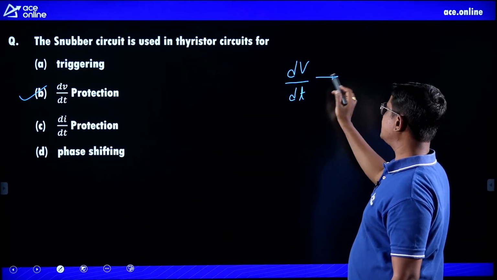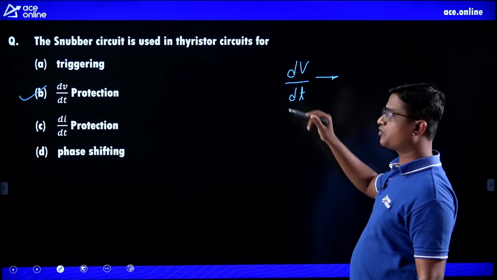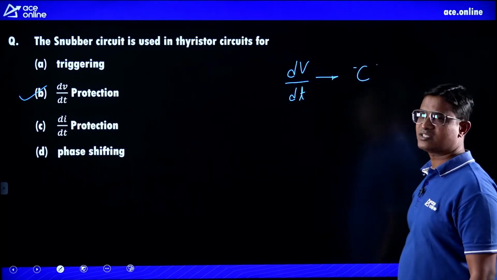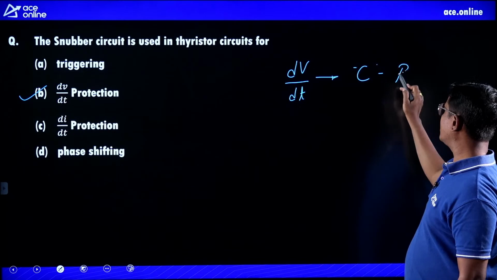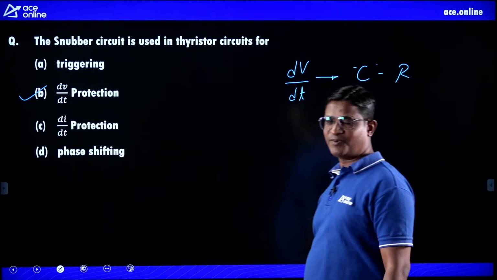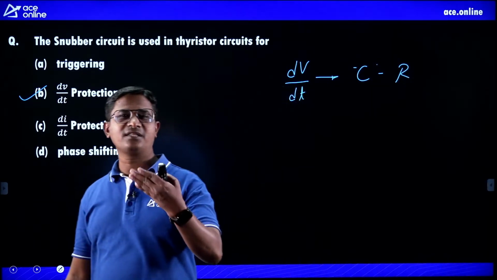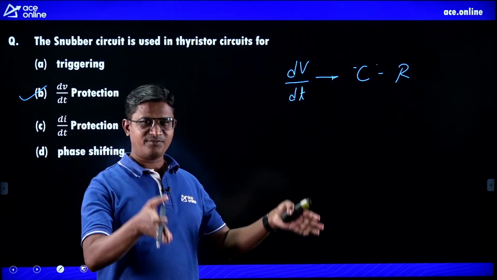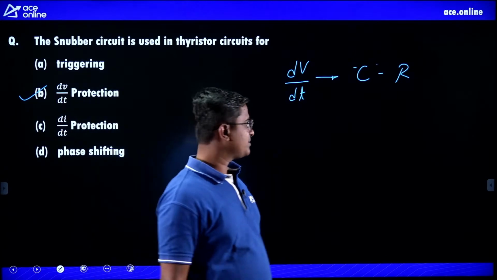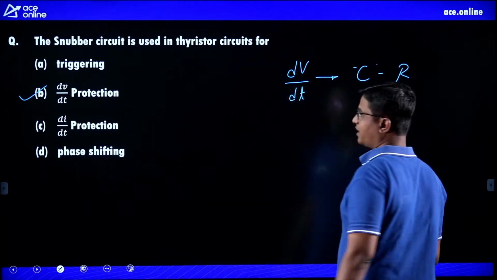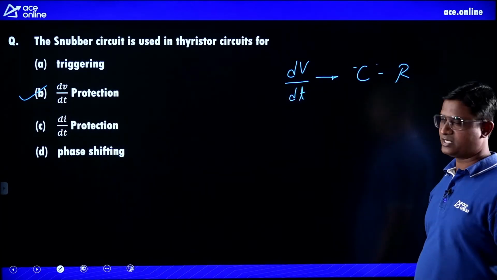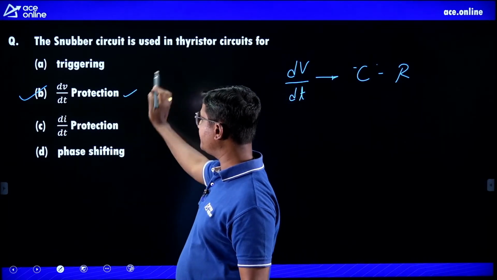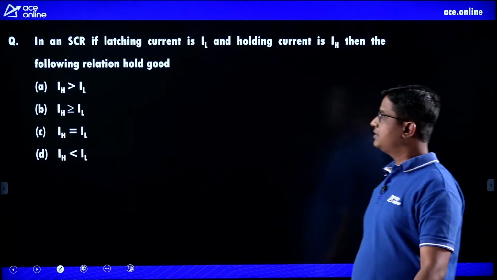So for opposing the rate of change of voltage with respect to time, a capacitor is connected, but only connecting the capacitor is not sufficient. A resistor is also required. The function of the resistor is to limit the discharging current of the capacitor. You don't need that much depth; for the concepts, just writing RC is sufficient. So here the correct answer is option B.